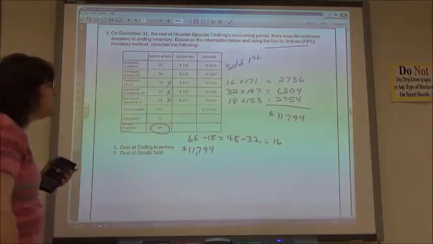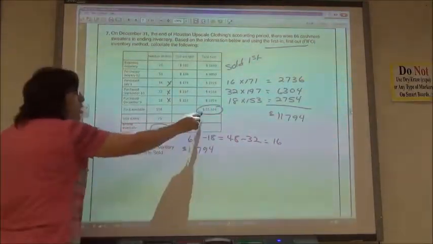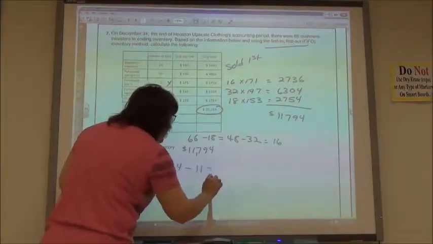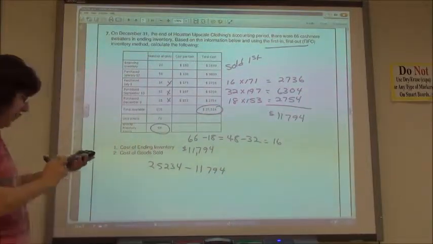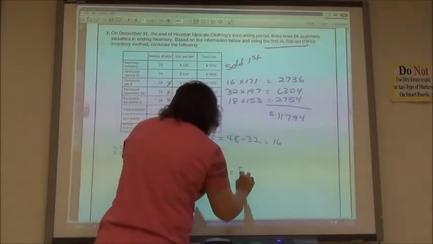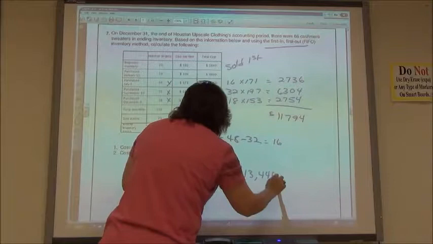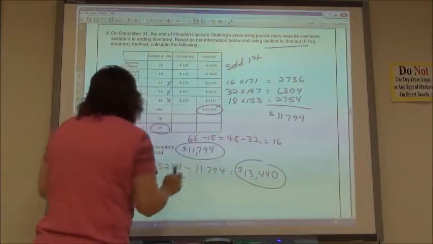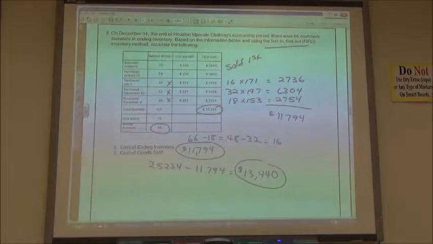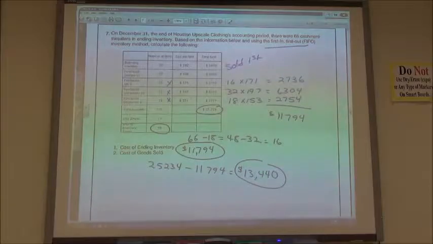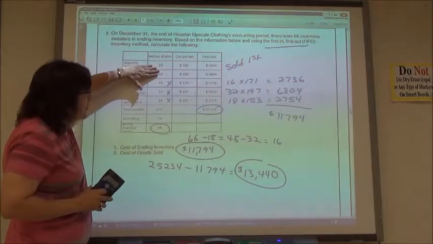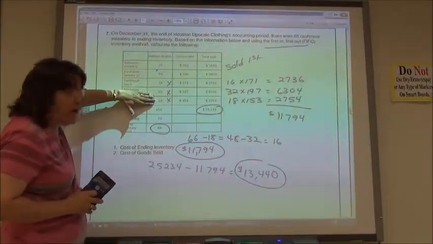Again, the cost of my goods sold, I'm just going to take my total cost, $25,234, and subtract the value of my inventory, $11,794. So if I go ahead and subtract, I get $13,440. So the cost of my ending inventory, the $11,794. The cost of my goods sold, $13,440. So when it's first in, first out, I sold these items first, which means I have these ones left over in my inventory.